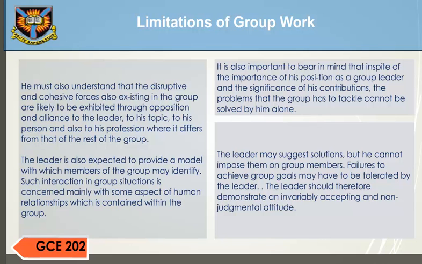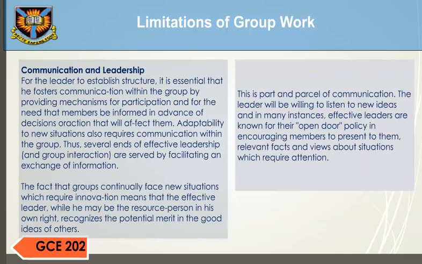It is also important to bear in mind that in spite of the importance of his position as a group leader and the significance of his contributions, the problems that the group has to tackle cannot be solved by him alone. The leader may suggest solutions, but he cannot impose them on group members. Failure to achieve group goals may have to be tolerated by the leader. The leader should therefore demonstrate an invariably accepting and non-judgmental attitude.